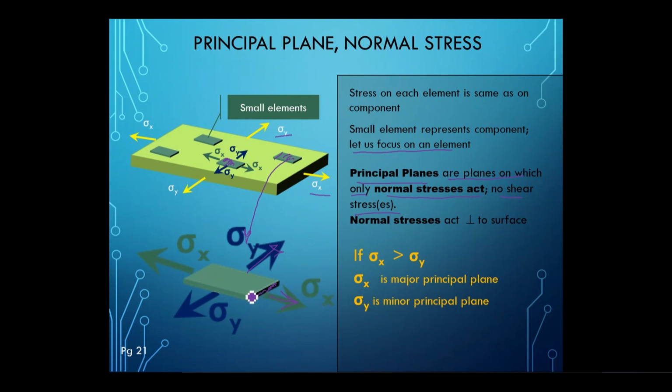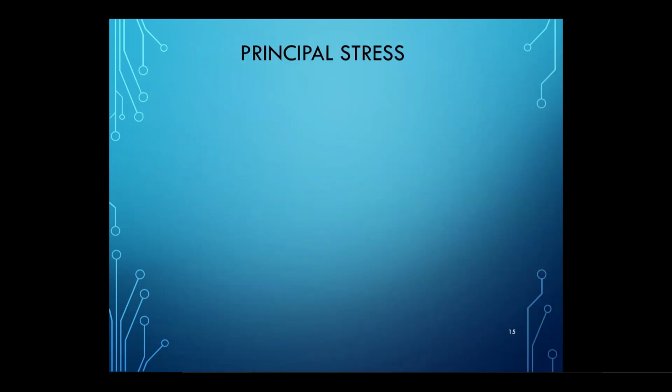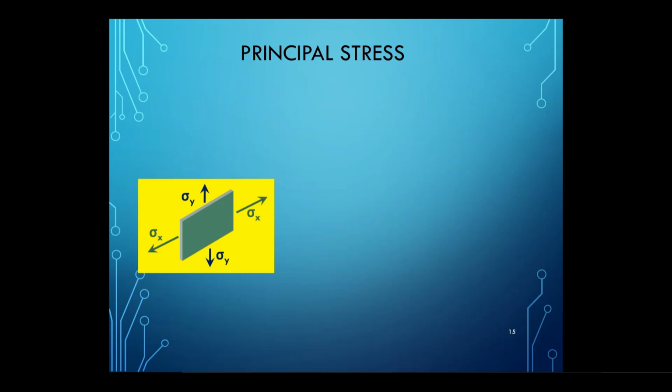And if you have two planes on which the principal stresses are acting, like sigma x and sigma y, the larger would be known as major principal plane, and the larger stress would be known as major principal stress acting on major principal plane, and sigma y would be known as minor principal stress acting on minor principal plane, the other principal plane. Principal stresses.